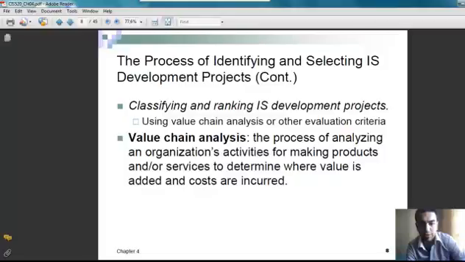The process of identifying and selecting IS development projects. Classifying and ranking IS development projects using value chain analysis or other evaluation criteria. Value chain analysis: the process of analyzing an organization's activities for making products and services to determine where value is added and costs are incurred.